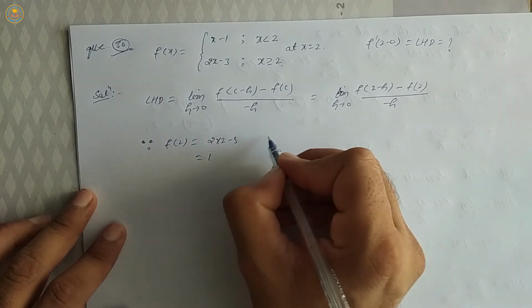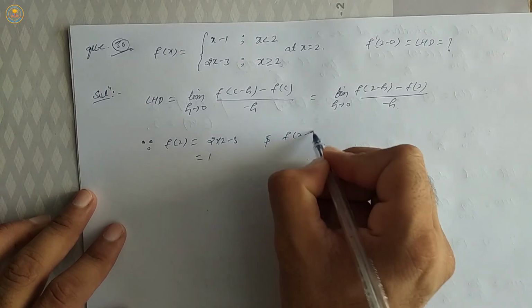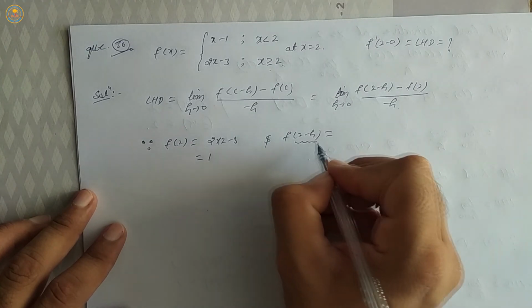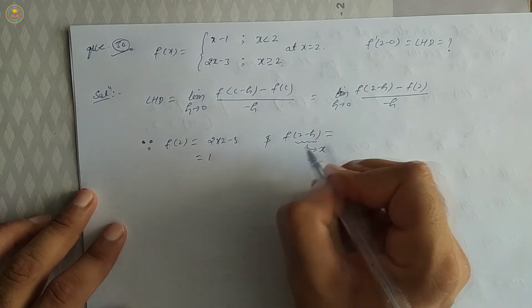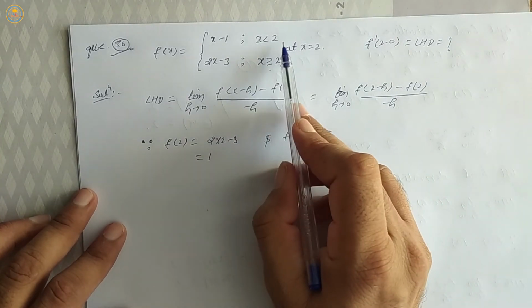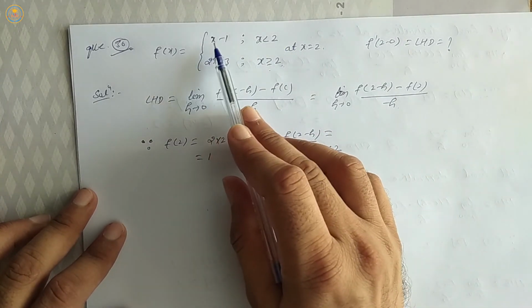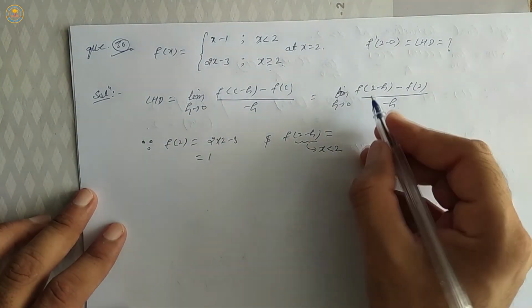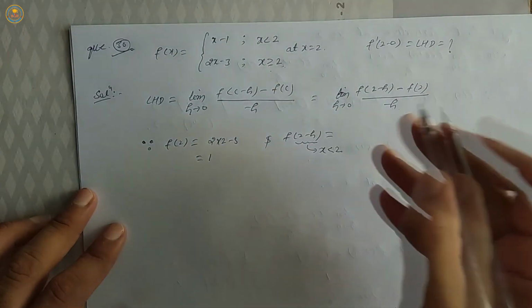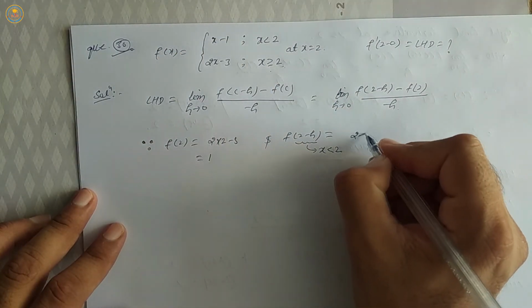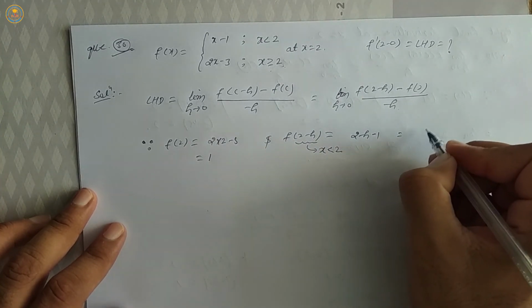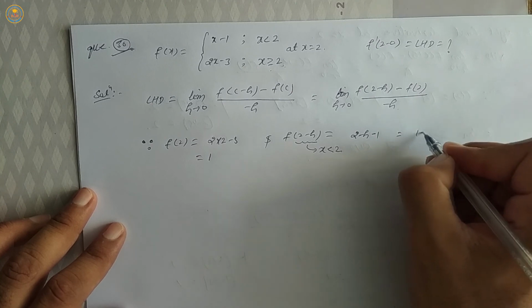Okay, and f(2 - h) is equal to f(x), it means f(2 - h), it means x is equal to 2 minus h, it means x is less than 2. When x is less than 2, then the value of f(x) is equal to x minus 1. Putting the value of x in the function f(x) is equal to x minus 1: 2 minus h minus 1 is equal to 1 minus h.